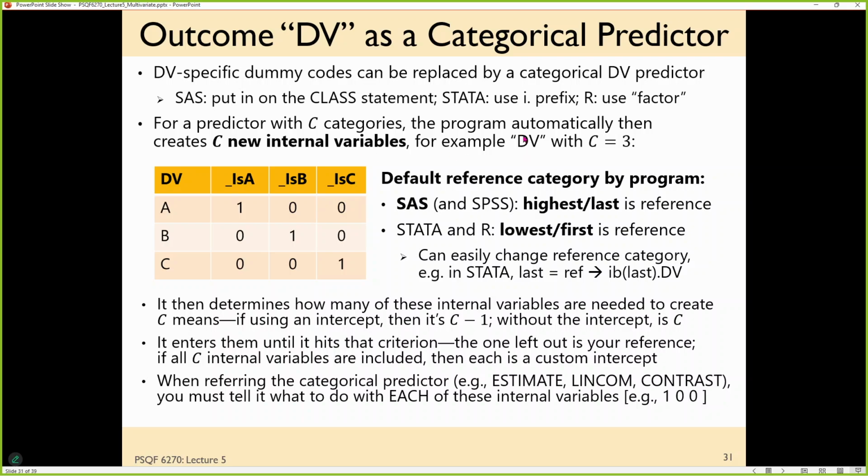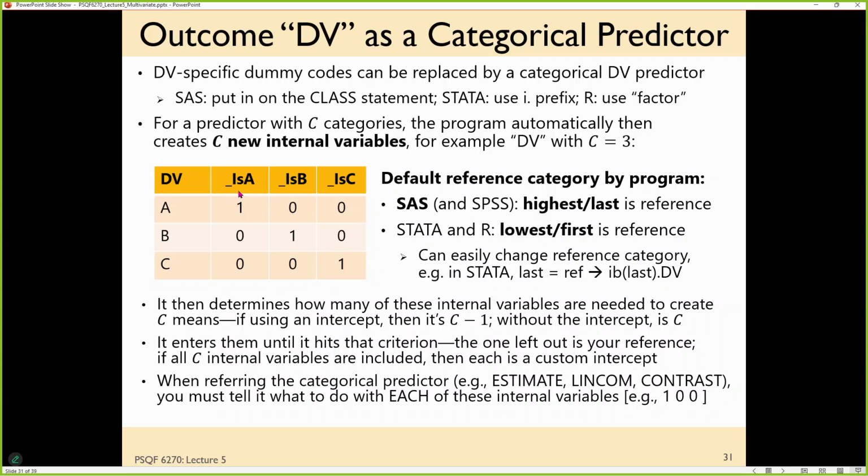So under the hood, when you tell your software that you want a variable in the model to be treated as categorical, that's the class statement in SAS, the i. prefix in Stata, and a factor variable in R. That is what it's called. Under the hood, what it is doing is this coding scheme. It is creating the dummy codes for you.